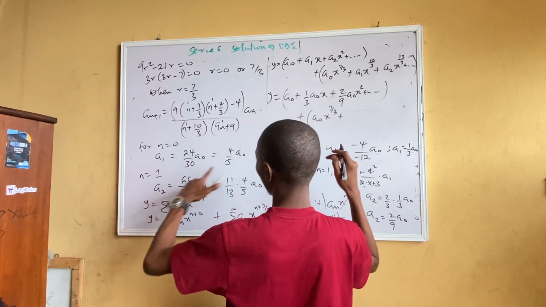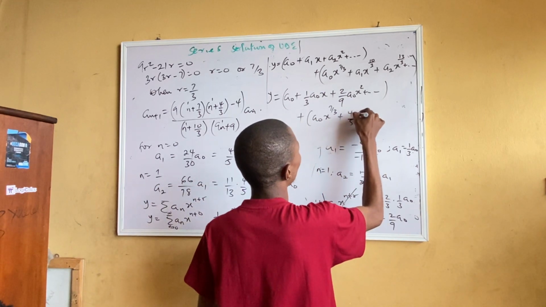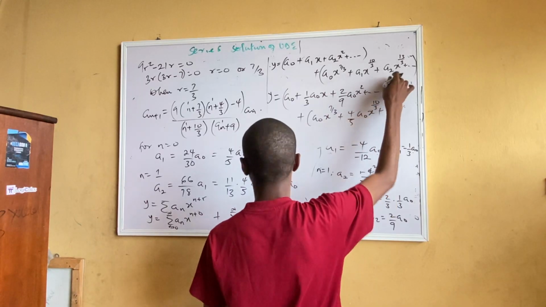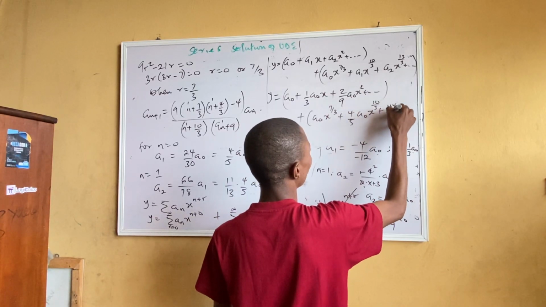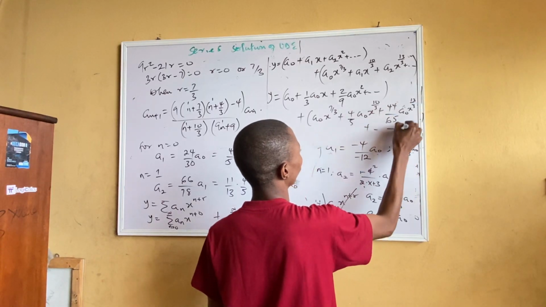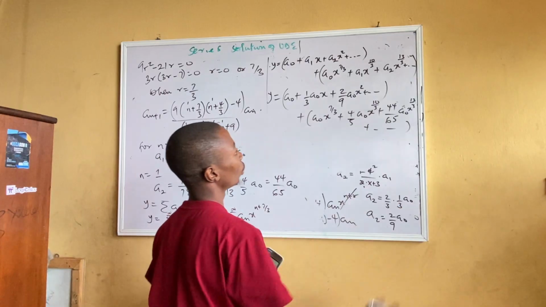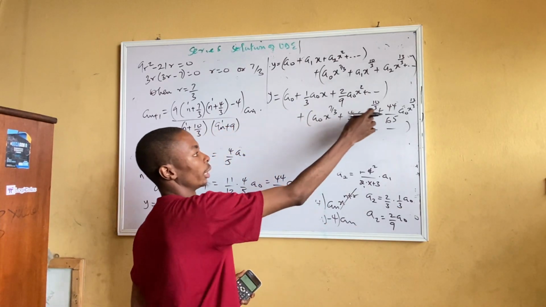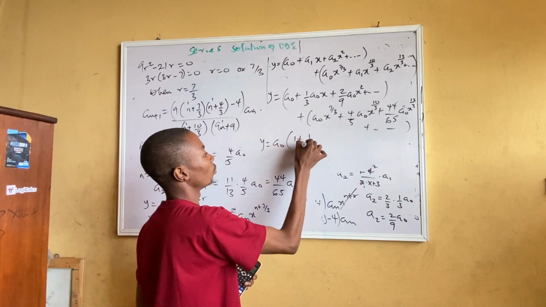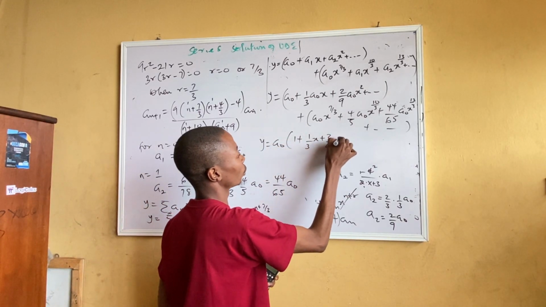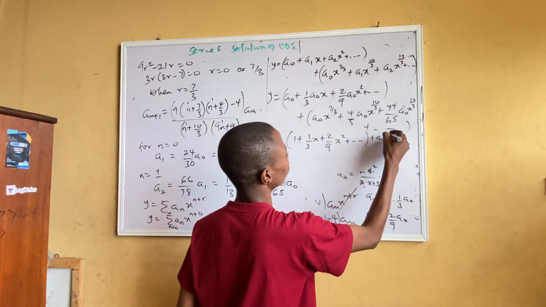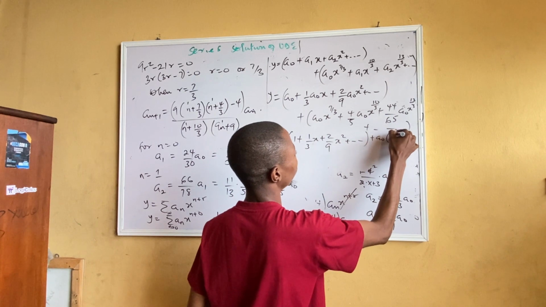A1 is what? A1 is 4 over 5 a naught x to the 10 over 3. A2 is 44 over 65 a naught x to the 13 over 3. Then plus dot dot dot. What do you observe? A naught is common. Factorize a naught. So a naught into 1 plus 1 over 3 x plus 2 over 9 x squared. Then plus a naught into what again? x raised to the power 7 over 3.